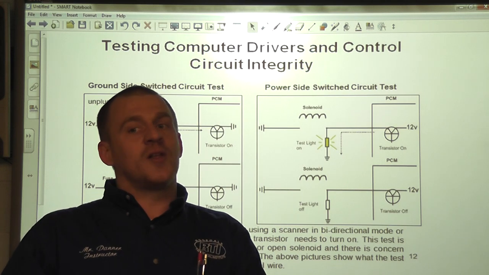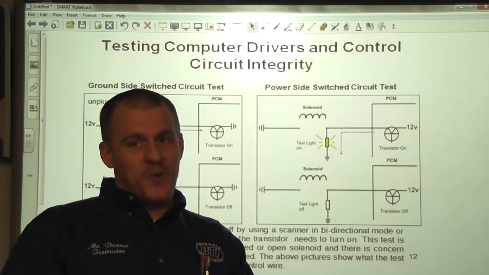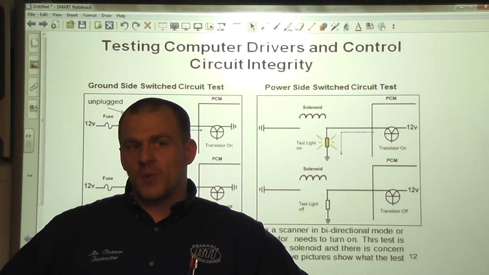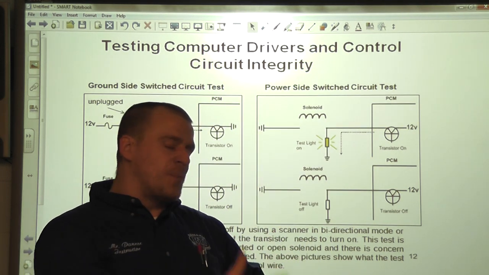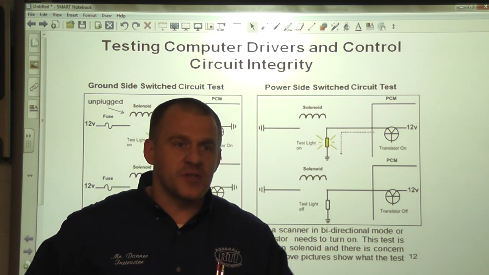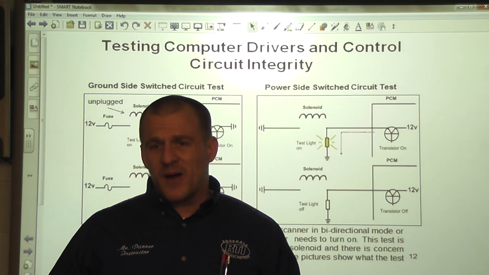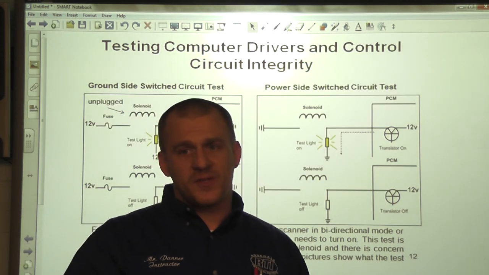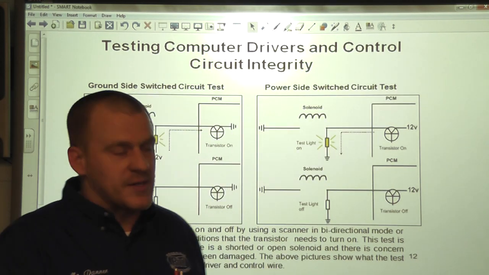Because you could have an open solenoid and an open control wire. We've already addressed the shorted control wire. It can't be a shorted control wire. But you could have an open in the control wire too, and you make a call, put a solenoid in this vehicle, and it comes back with the same code, and the customer's mad, you missed it. There were two faults. It does happen. So we want to address it.